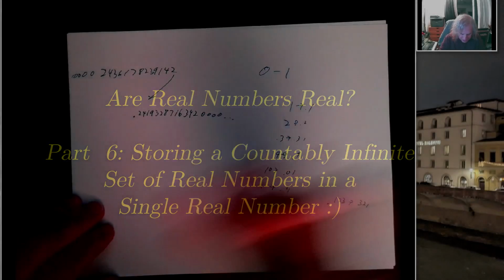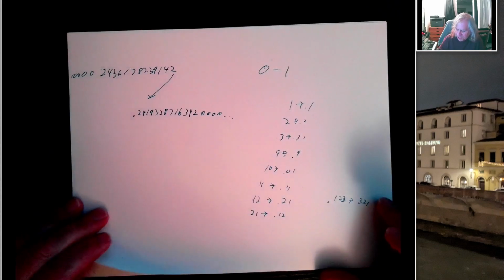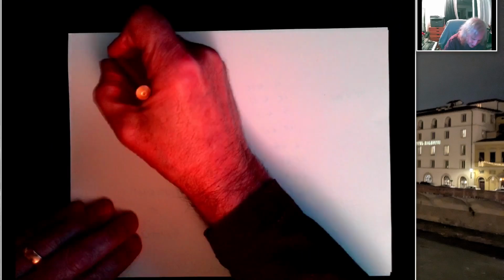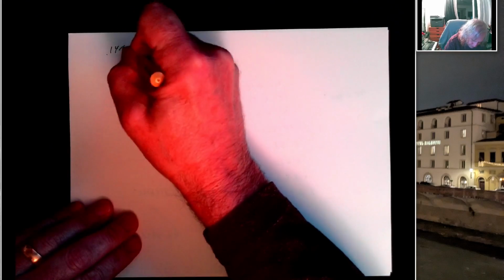Alright, so we can store integers inside real numbers. That's kind of cool. We can obviously store a real number inside a real number, right? So if I want to store, I don't know, pi minus 3 inside a real number, well, there it is. It's a real number.